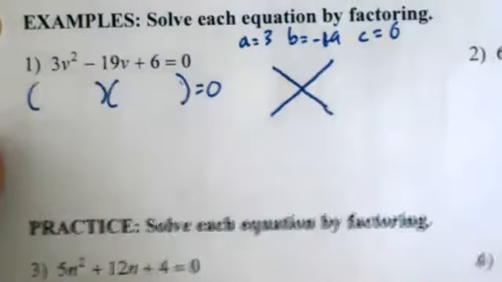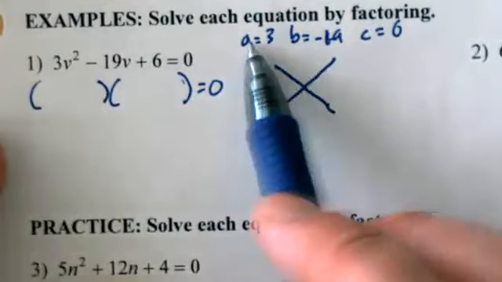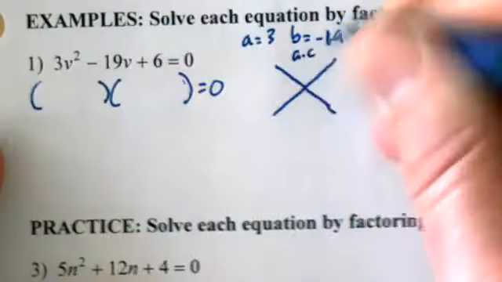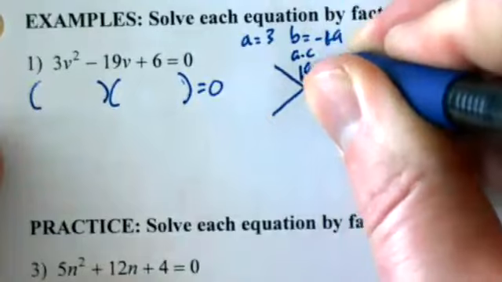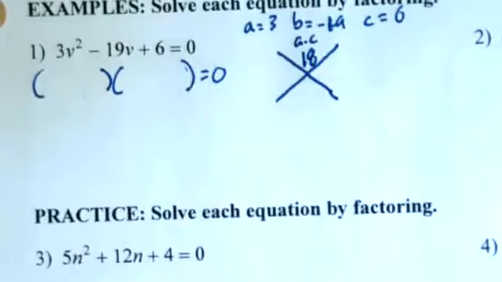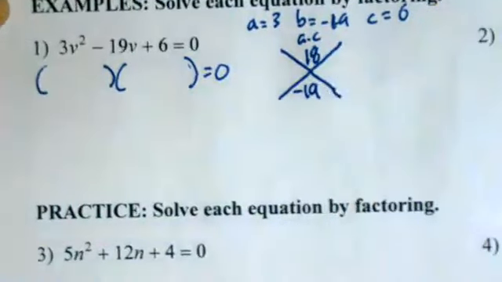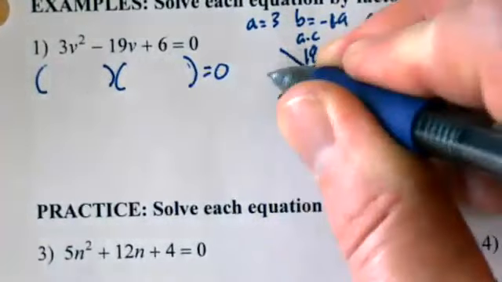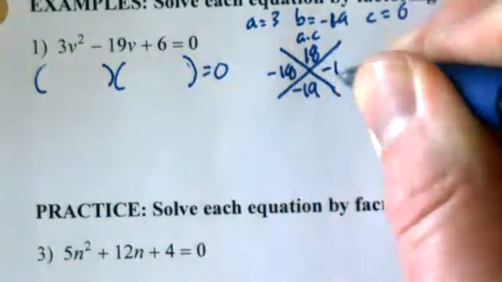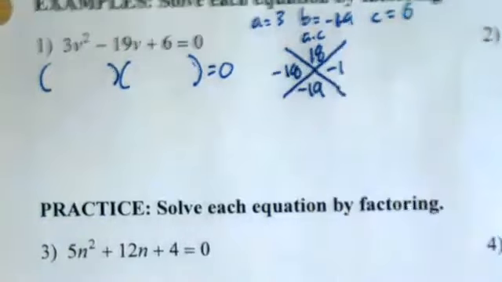All right, so it's A times C on the top. Always whatever A is times whatever C is. So for our problem, that's 3 times 6, so we got an 18 up top. And then B goes in the bottom. For our problem, that's -19. Our job is to find the 2 side numbers. Those 2 side numbers should multiply to give you the top number, and they should add up to give you the bottom number. So what 2 numbers multiply to give you 18 and add up to -19? -18 times -1 is +18, and if you add them, you'll get -19. Perfect.